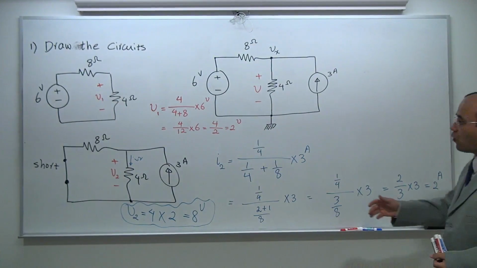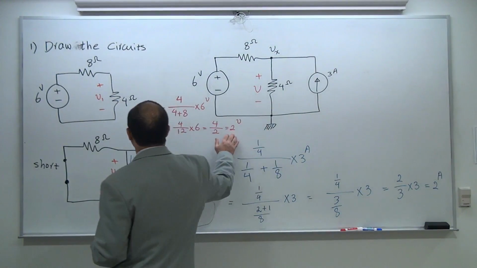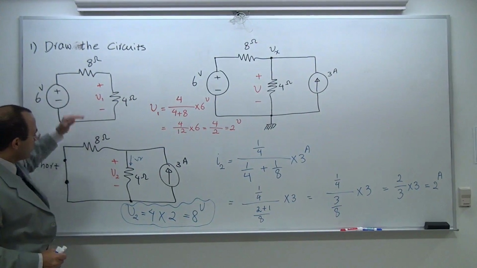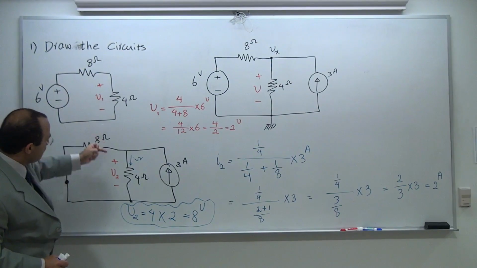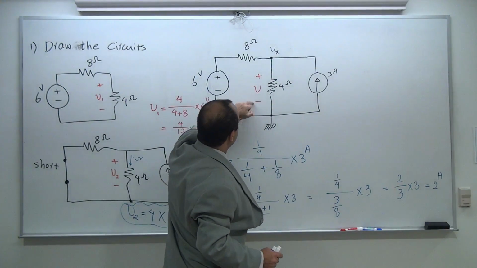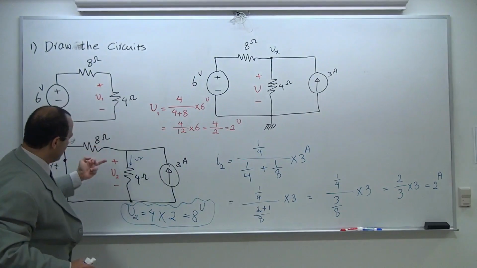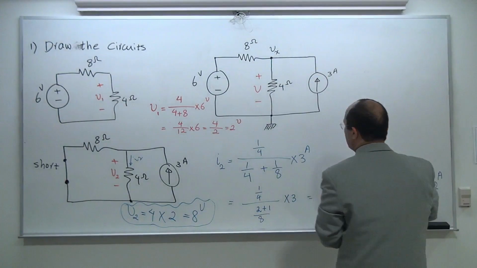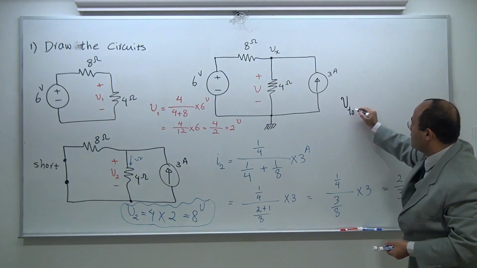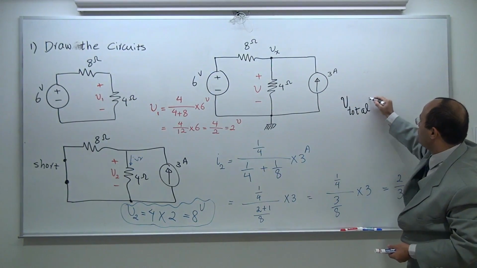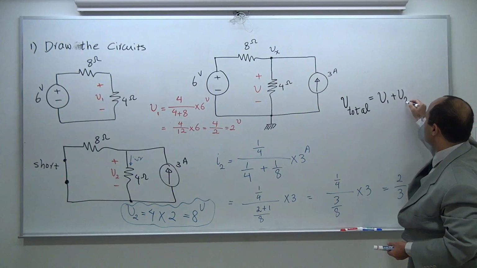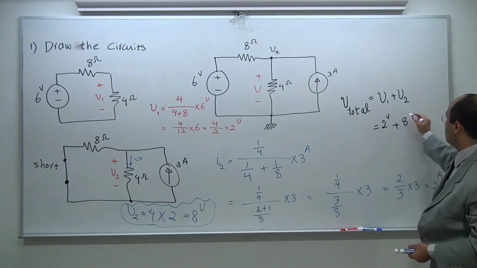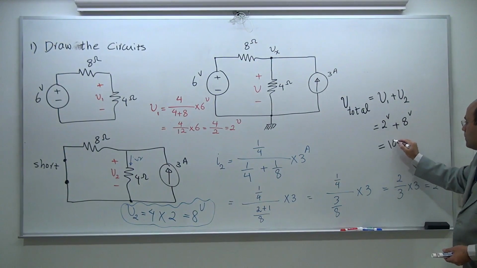So I have 8 volts due to the 3 amp, and I have 2 volts due to the 6 volt. But keep in mind though, for the entire process, I maintain the same polarity as the original one. So this is plus minus, plus minus, plus minus. Since I maintain the original polarity, it is now safe to say that the V total, that is the V I want to find, is equal to V1 plus V2. V1 is going to be 2 volts plus V2 is going to be 8 volts. Direction is the same. That's going to be 10 volts.